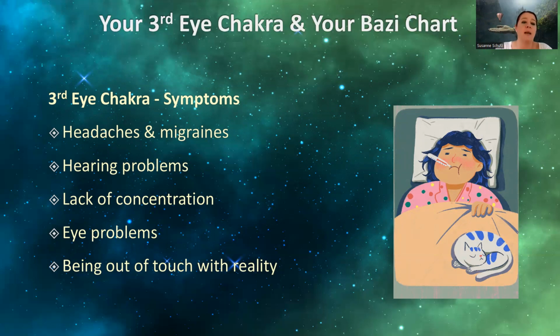And then lastly, you may also just be a little bit out of touch with reality. Maybe you believe things that are not true. You fall for fake news, for example, or you constantly fall for scams because you're not really able to see clearly what the truth is. So these are some of the symptoms. There are many, many more, but these are the most noticeable ones if you have a third eye chakra block.